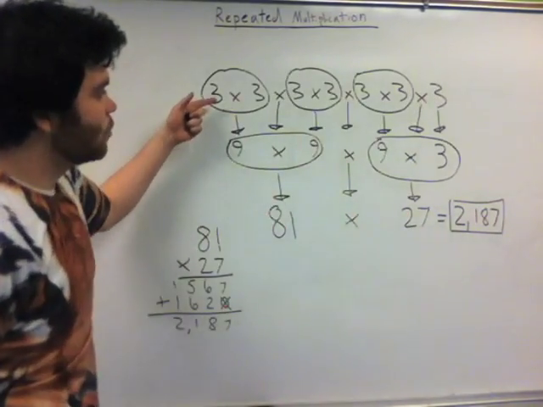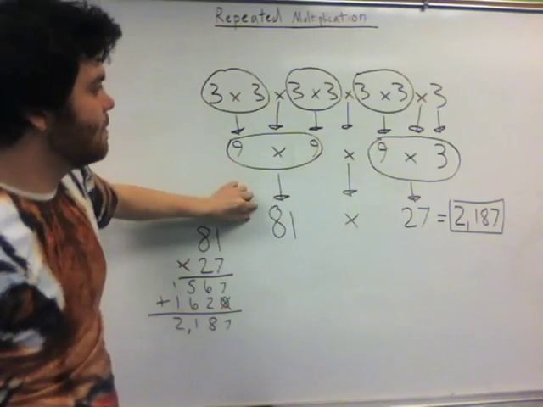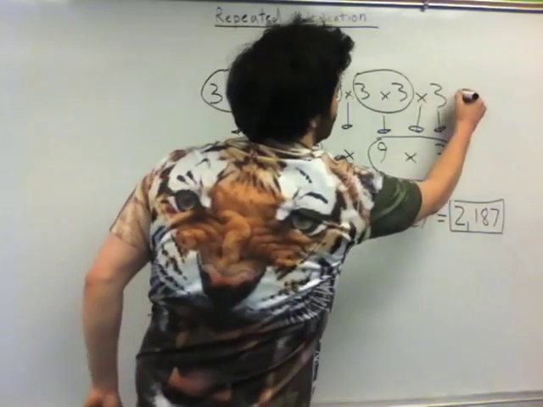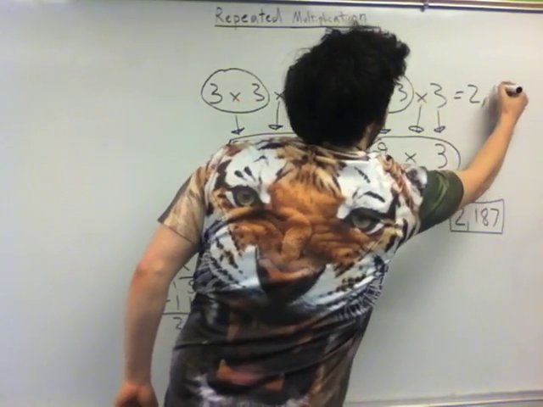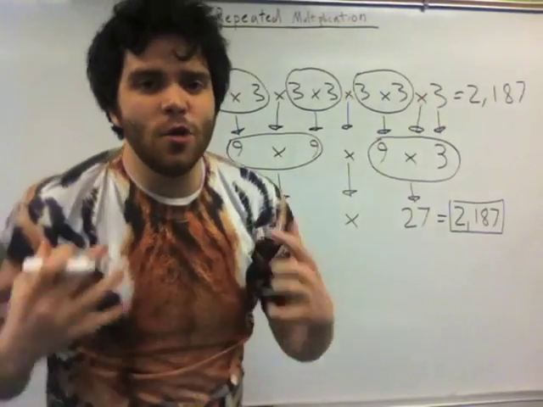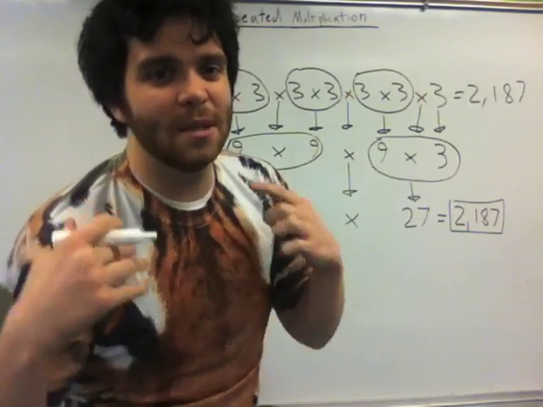And it also means, because our grouping method preserves this initial thing, right, we're just breaking it down a little bit more, that 3 times 3 times 3 times 3 times 3 times 3 times 3 is also equal to 2,187. Using this grouping strategy for repeated multiplication can really help you out of some tight spots.